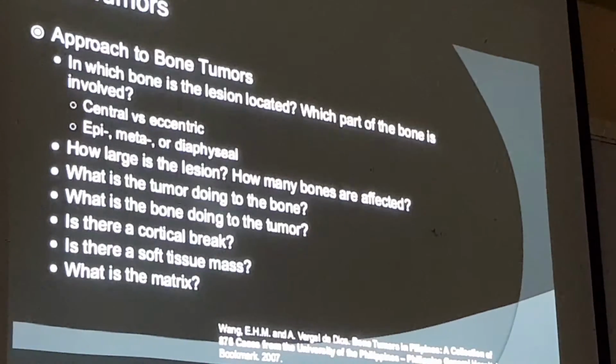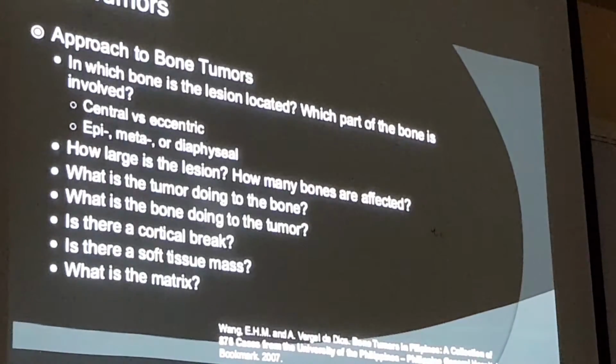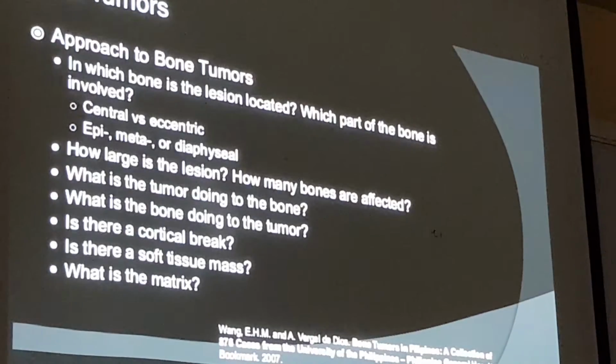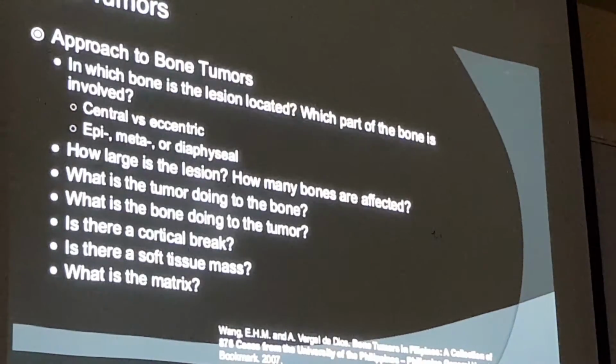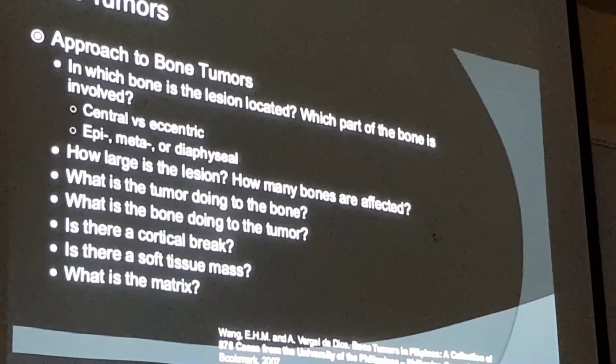So how large is the lesion? Are many bones involved? If there are many bones involved, it's most likely metastatic or infectious. It's not going to be a primary tumor. And what is the tumor doing to the bone? Are there lytic changes? Are there plastic changes?